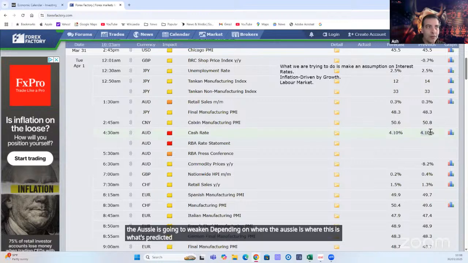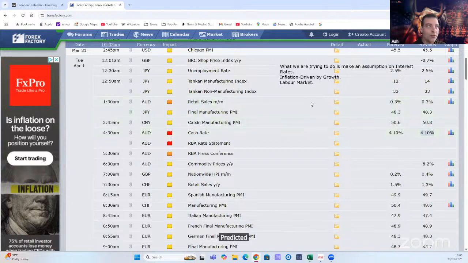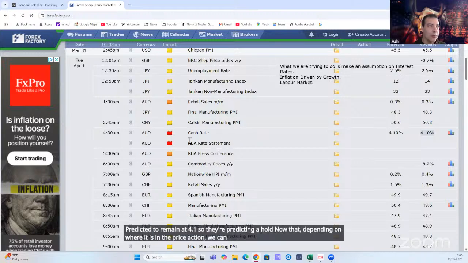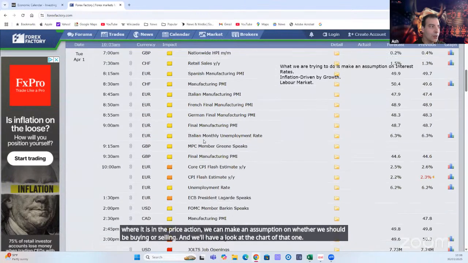Depending on where the Aussie is, this is what's predicted, a hold. It's previous at 4.1 and it's predicted to remain at 4.1. So they're predicting a hold. Depending on where it is in the price action, we can make an assumption on whether we should be buying or selling. And we'll have a look at the chart of that one, see what's going on there.